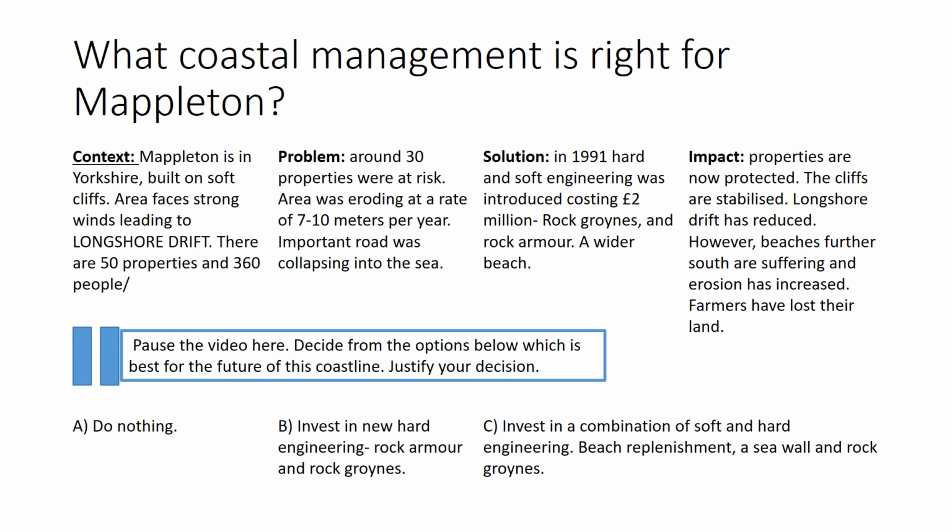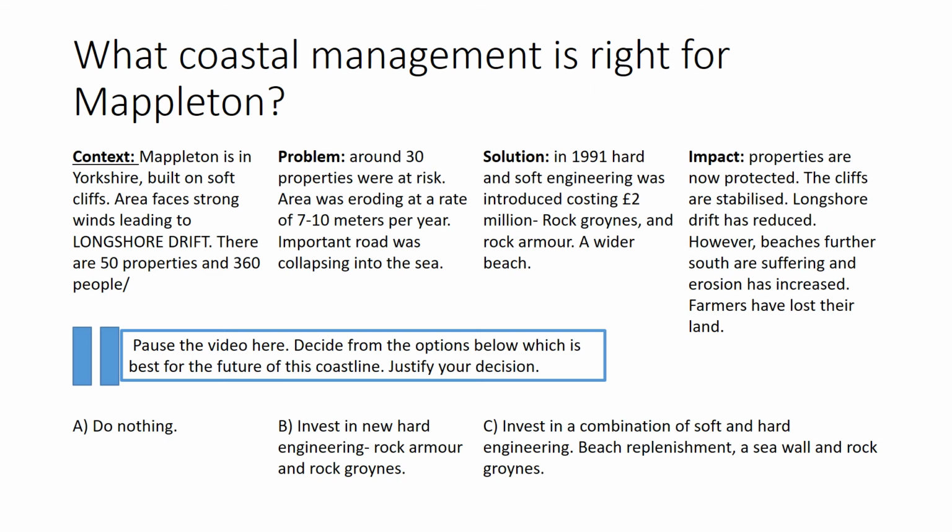So back in 1991, hard and soft engineering solutions were introduced, costing £2 million, with rock groins, granite rock armour for the cliff base and cliff stabilisation. The defences are maintained and reviewed each year, and further groins have been added over time. The groins trap the sand and build up the beach at Mappleton. A wider beach means that waves use up energy as they break on the beach and therefore reach the cliff less frequently. This protects the cliff from erosional processes.